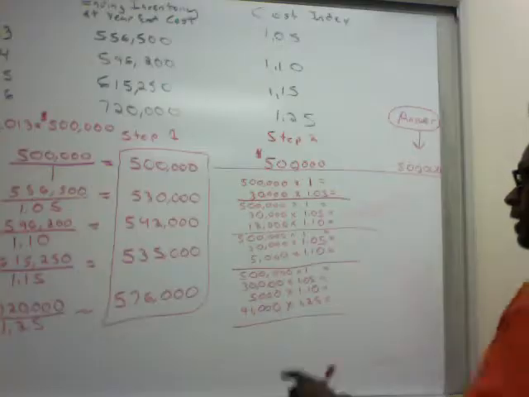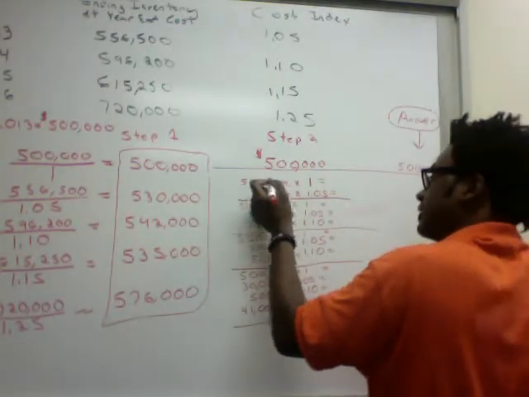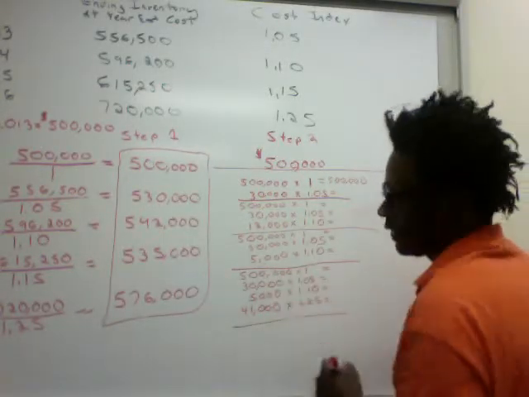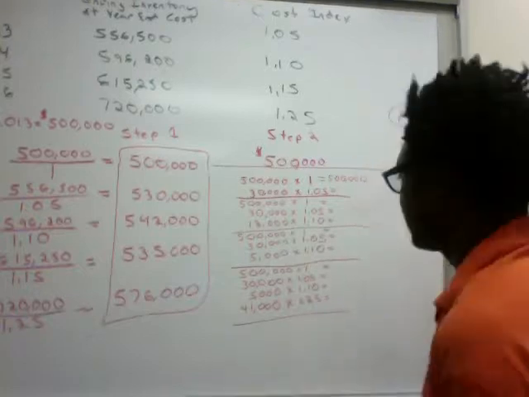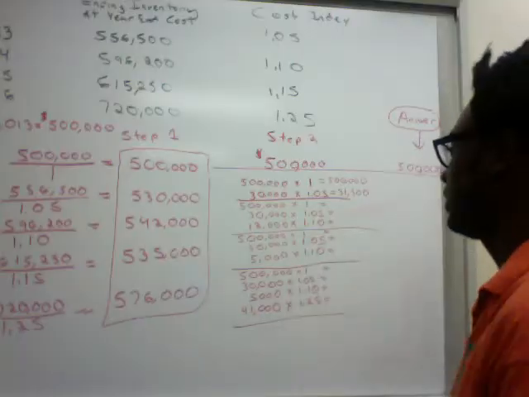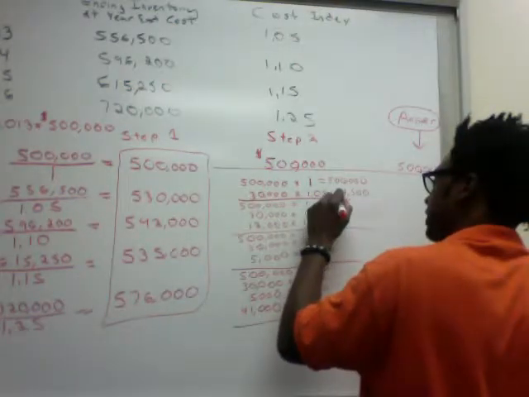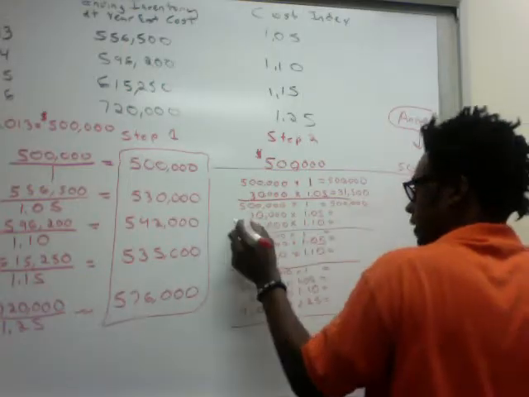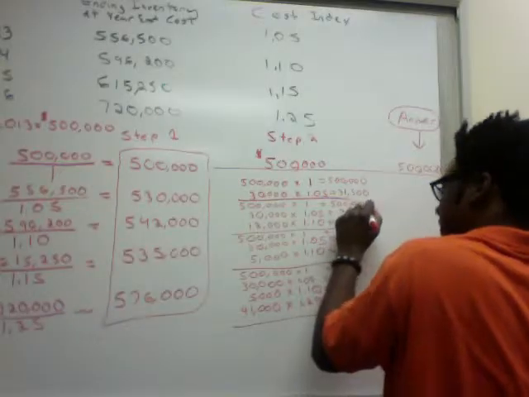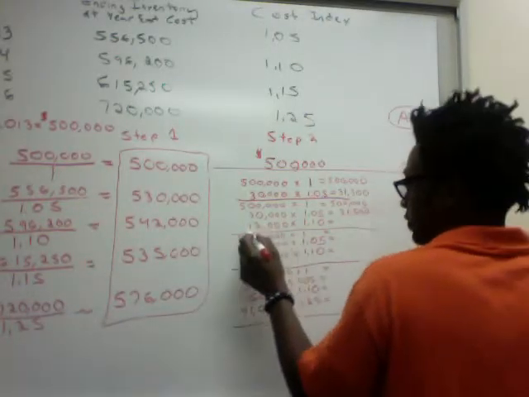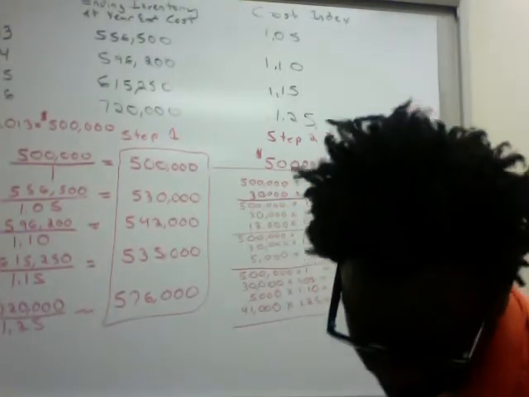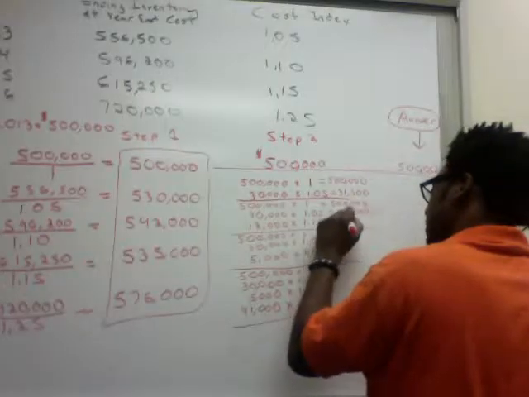Okay? And we have to do the math here, guys. So 500,000 times 1 is 500,000. 30,000 times 1.05 is 31,500. Let's go down. 500,000 times 1, we already calculated, 500,000. 30,000 times 1.05, 31,500. 12,000 times 1.10 is 13,200.